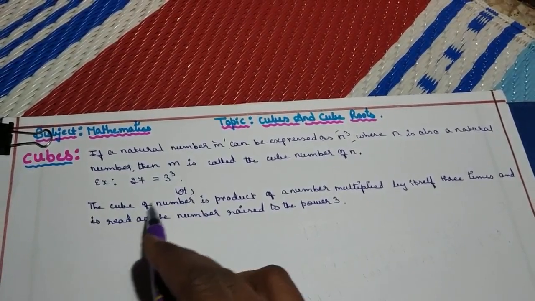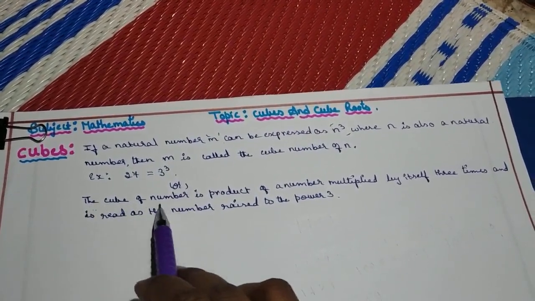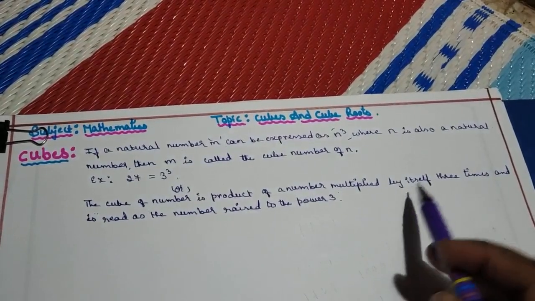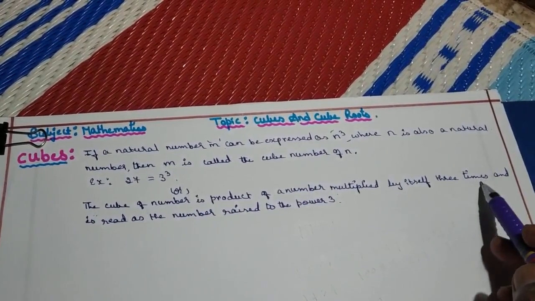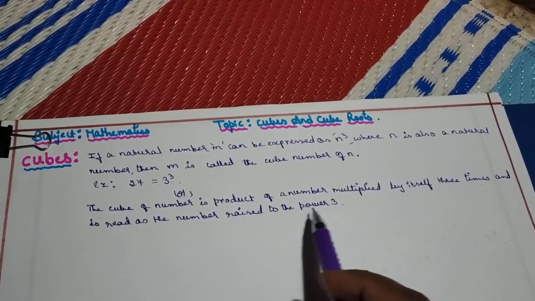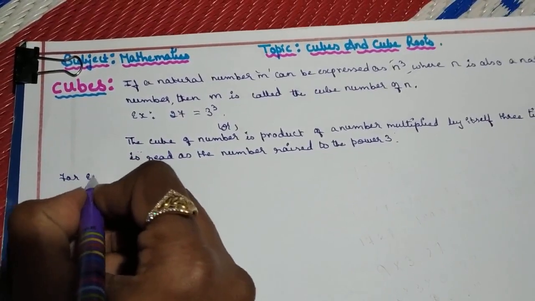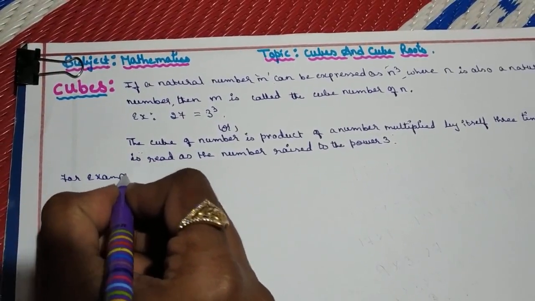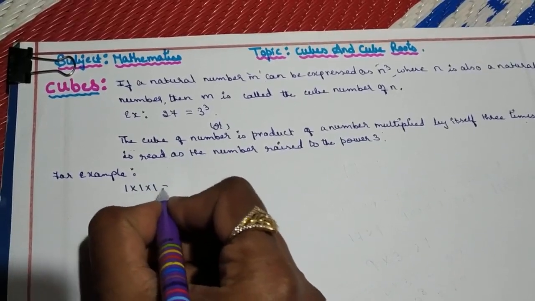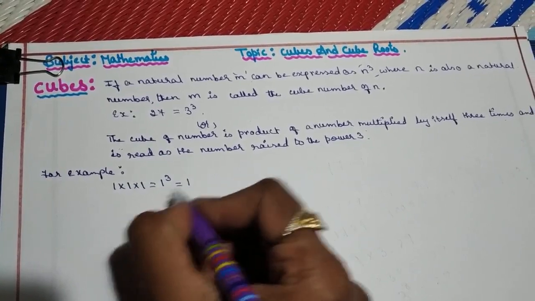Or in another way it can be said, the cube of a number is the product of a number multiplied by itself 3 times and is read as the number raised to the power 3. For example, 1 into 1 into 1 is 1 power 3, which is 1.